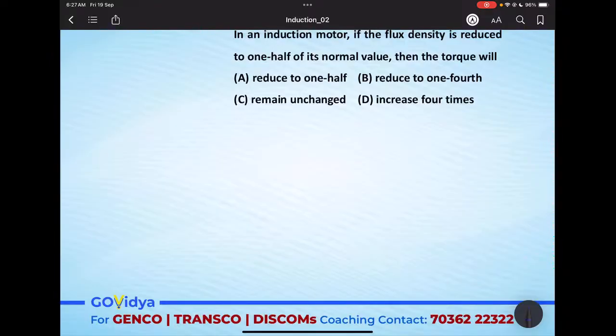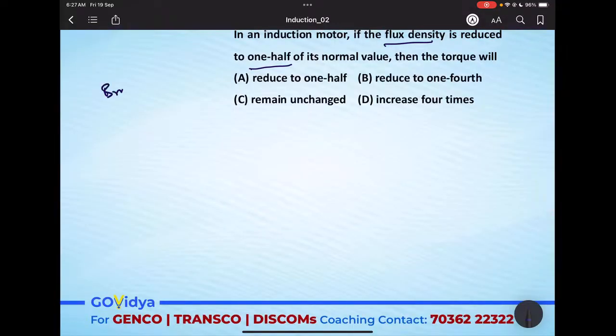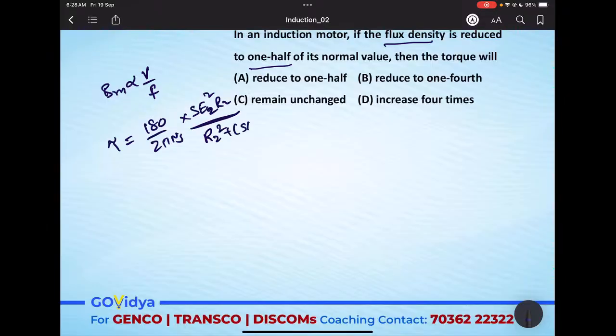In an induction motor, if the flux density is reduced to 1/2 of the normal value, then the torque will be. They are asking the relation between the flux density and the torque. We know that flux density Bm is directly proportional to V by F. The torque equation can be given as 180 by 2 pi Ns into s E2 square R2 divided by R2 square plus sX2 whole square.